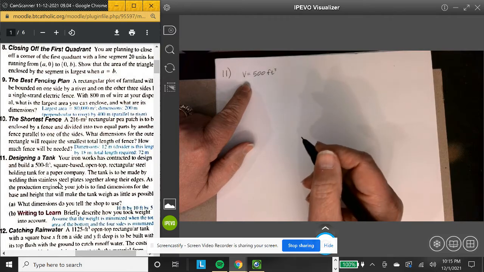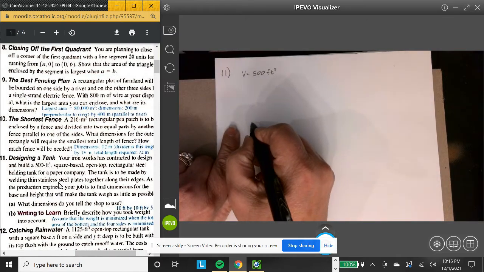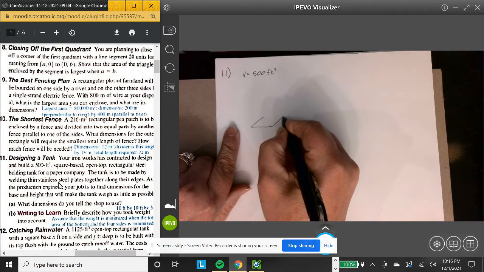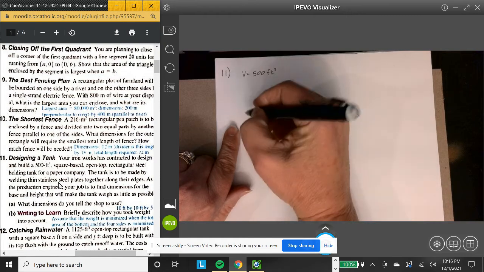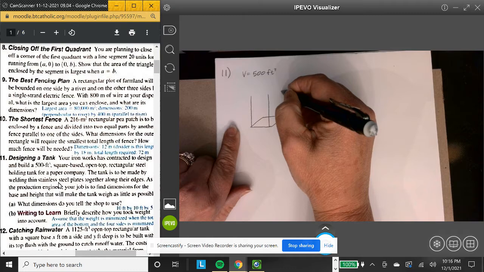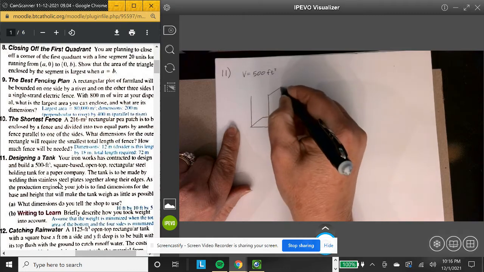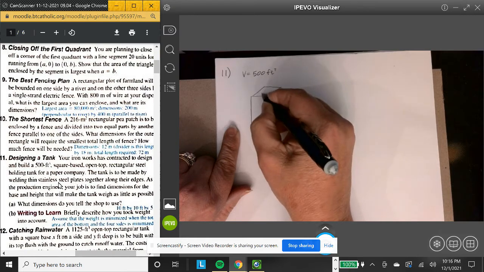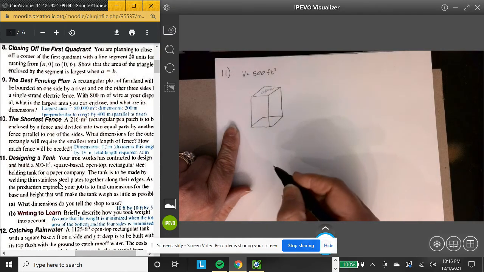You're going to design a 500 cubic feet square-based, open-top, rectangular steel holding tank. So a square base. So here's my square base. Now it looks like a rhombus, but that's because we're looking at it from the side, okay? And it's just got a square base and it's got a height here. I'm trying to make my bases parallel here. And the top is open. So this is open.